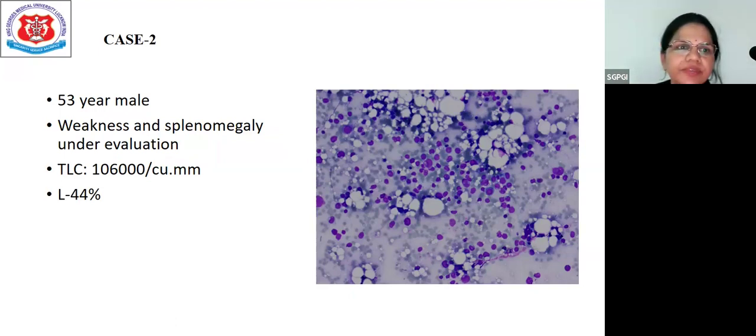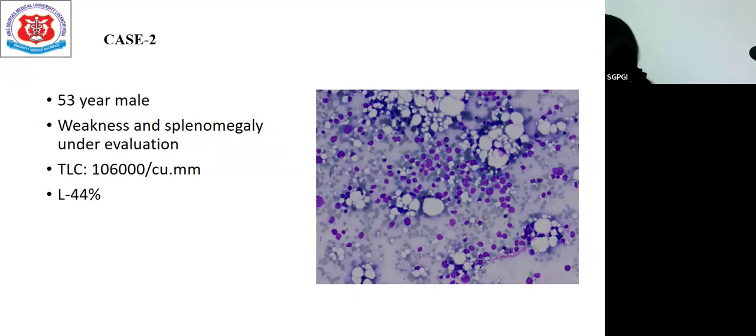This is case 2, 53-year male with weakness and splenomegaly under evaluation. TLC of around 1 lakh with 44% lymphocytes. So what you can make out from this smear? There is increase in the lymphoid cells. What is the size of these cells? Around medium size, right?